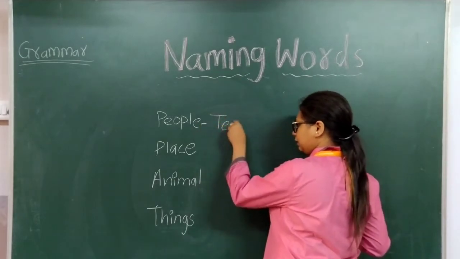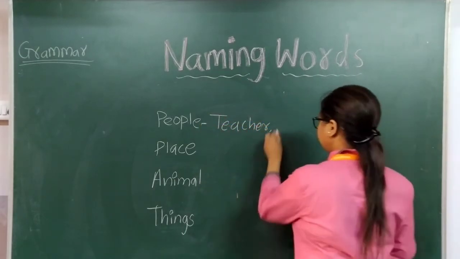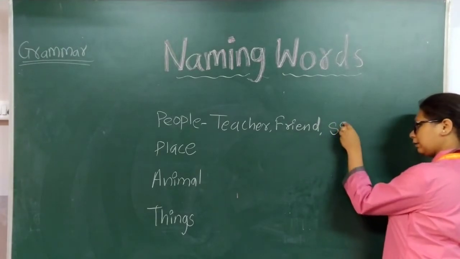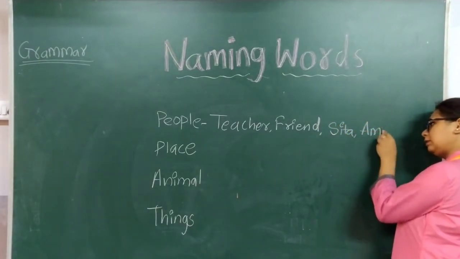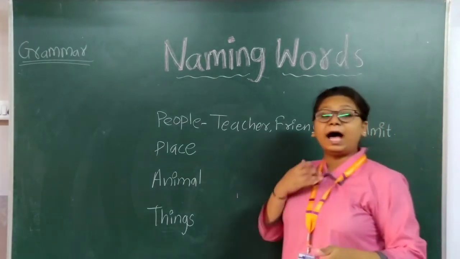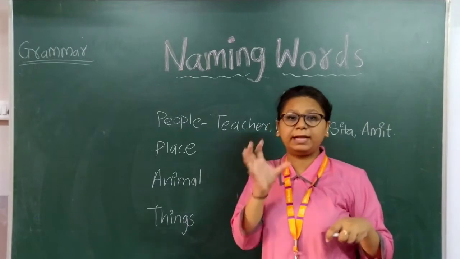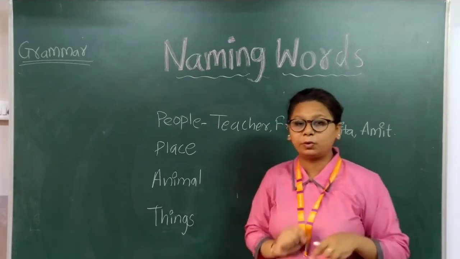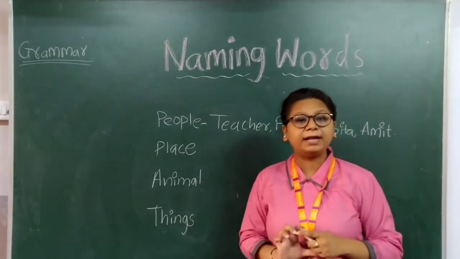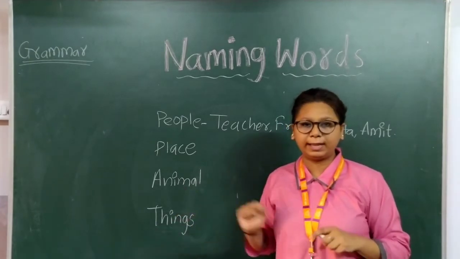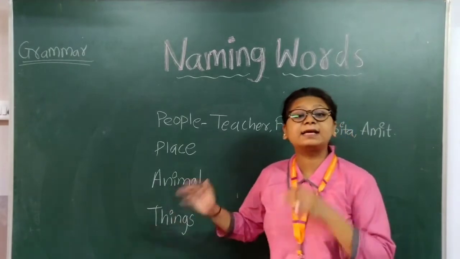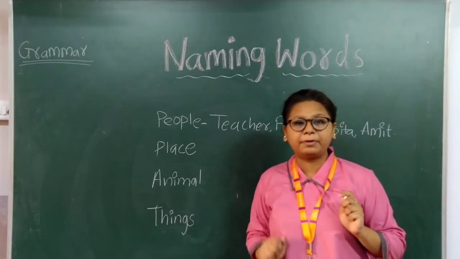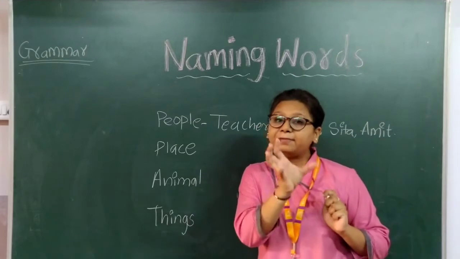Like see, teacher, friend, Sita, Amit. These all are naming words. I am a teacher, so it names me, right? That teacher. You are a student, so student, it names you that you are a student. Friend, she is my friend, it names her that she is a friend, okay? And Sita, Sita is a good girl. Who is a good girl? Sita. So it names Sita. Amit went to the trip. So now who went to the trip? Amit. It names that Amit went.